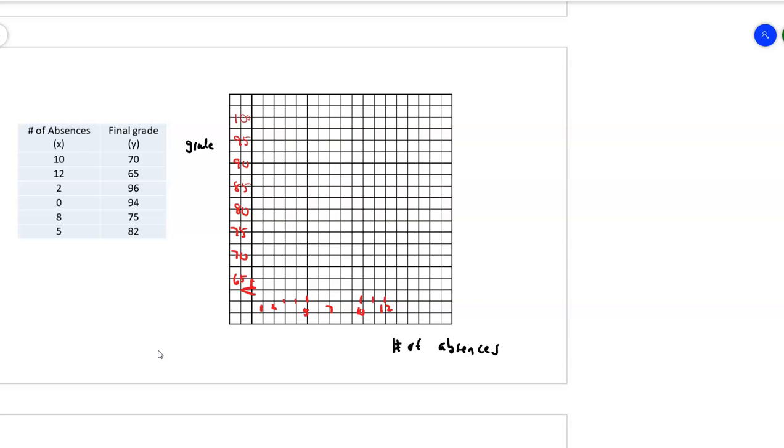10 absences, person got a 70 for the final grade. So I come over to 10 up to 70. So if you look at the 10 and the 70, that's where those two things overlap. All right, the person who had 12 absences got a 65. 12 absences, 65. Person who got 2 absences got a 96.